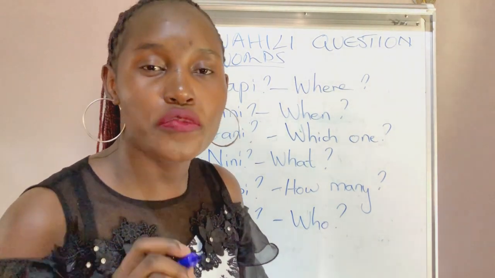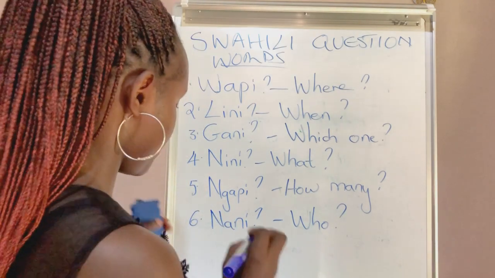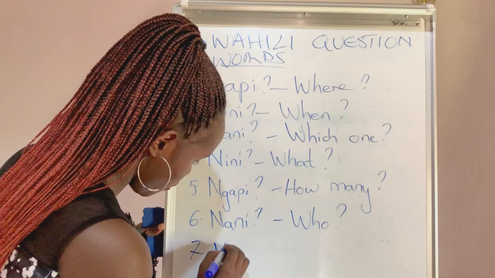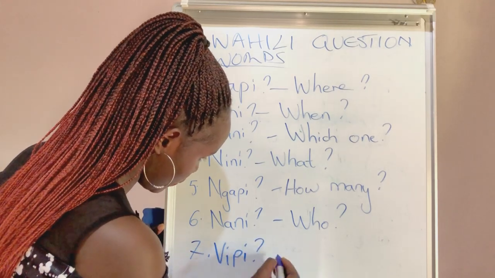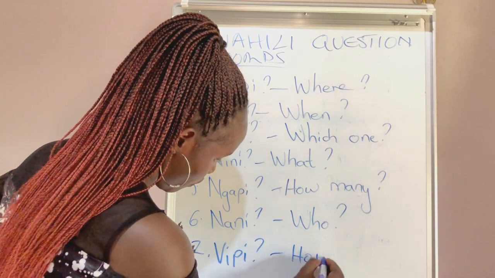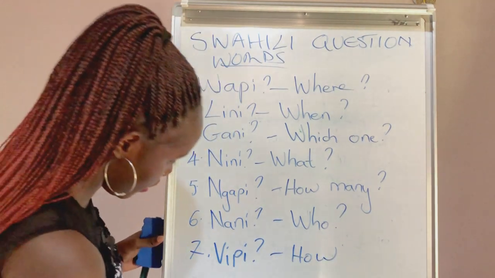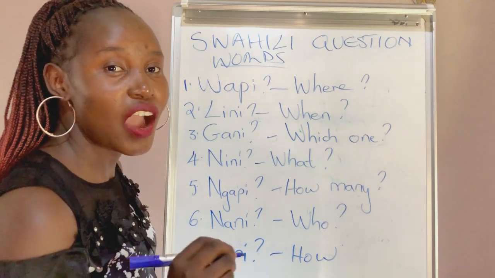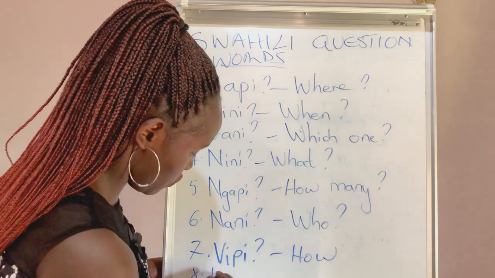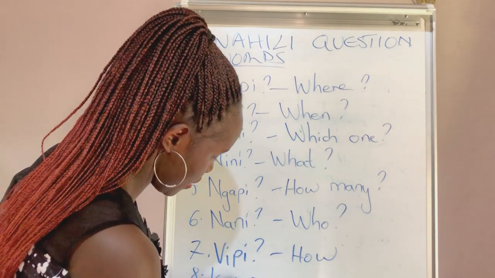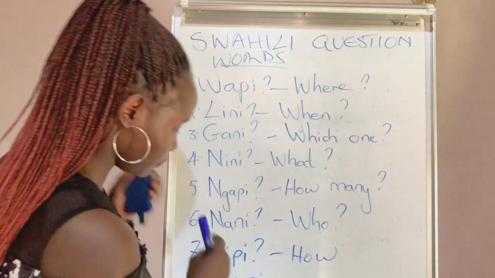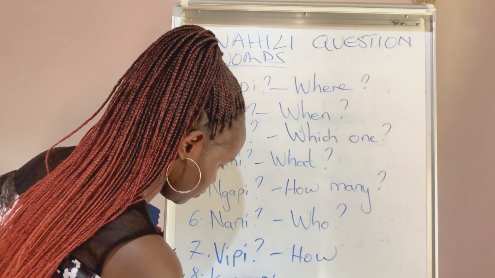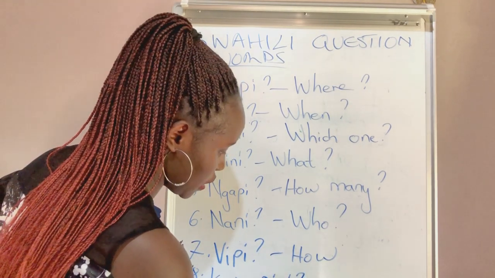And then we have vipi. Vipi means how. Another one is kwa nini. Kwa nini, to mean why.